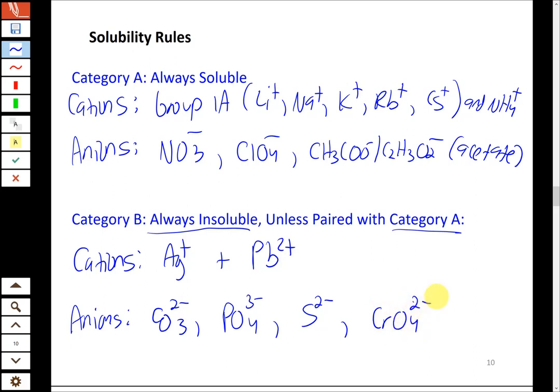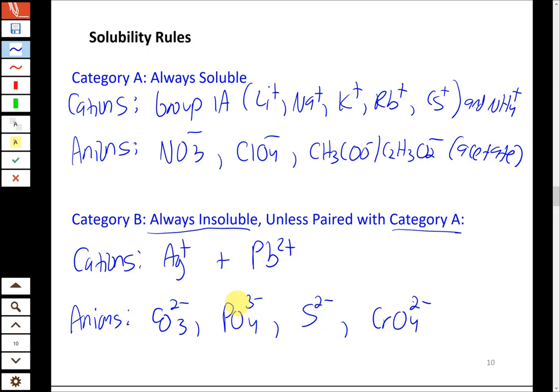But these are the four that I would put in this category, where if you have this anion as part of your ionic compound, it's going to be insoluble unless the cation is one of these up here, the group 1A or ammonium. Okay, so sodium carbonate would be soluble, but carbonate with other cations like calcium or any of the transition metals would be insoluble. So unless the cation is one of these, any salt with carbonate will be insoluble.